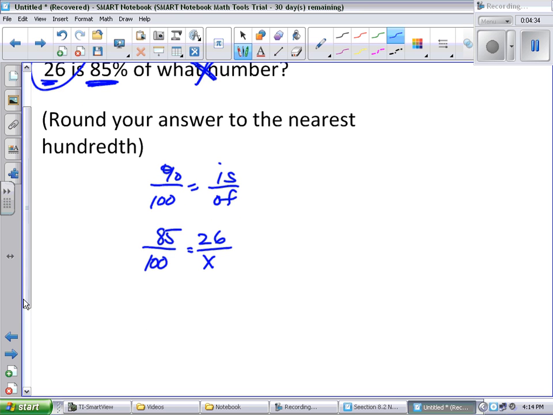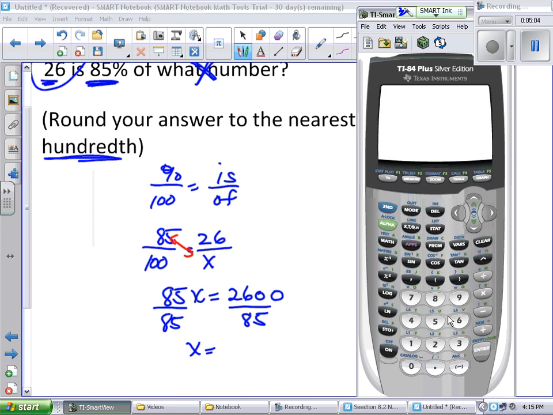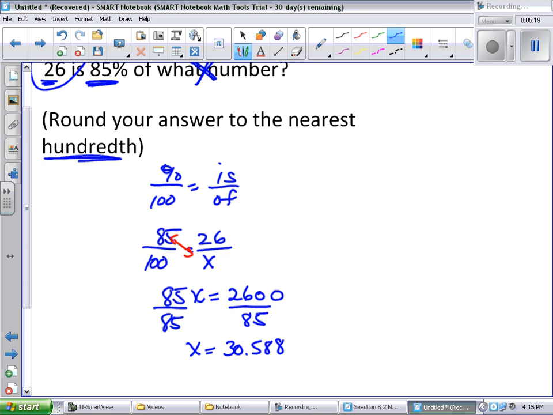So when I cross multiply, I'll have 85x is equal to 2600. And then I'll need to divide both sides by 85. And I'll have x is equal to... Now remember, I'm rounding this off to the nearest hundredth, so I'm going to copy 3 decimal places out. 30.588. I'm rounding it off to the nearest hundredth, so I'm going to round it up. X is equal to 30.59.